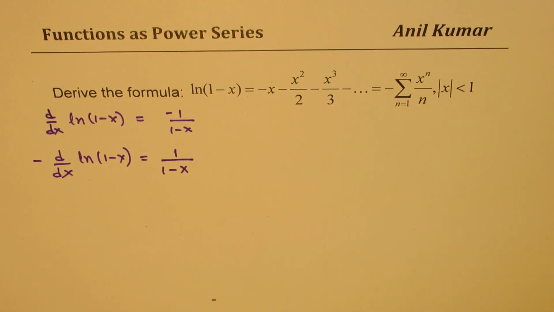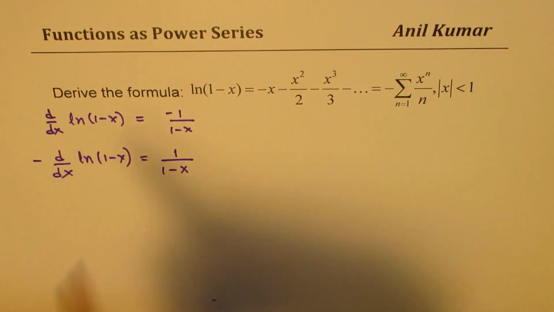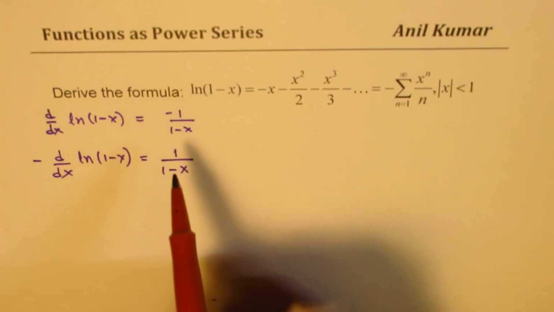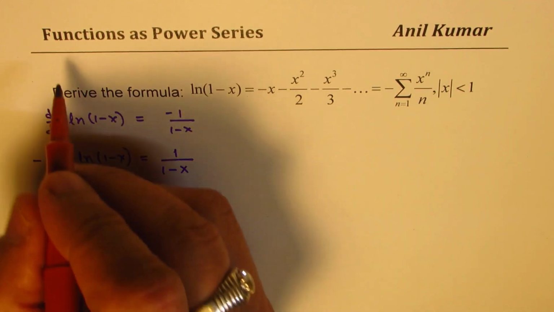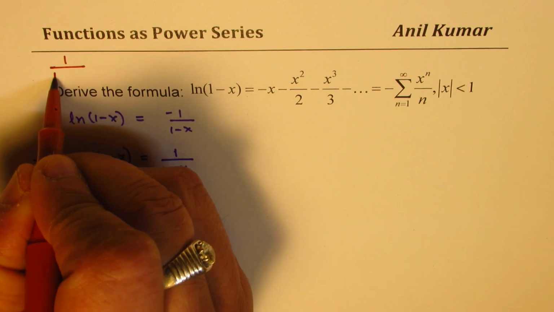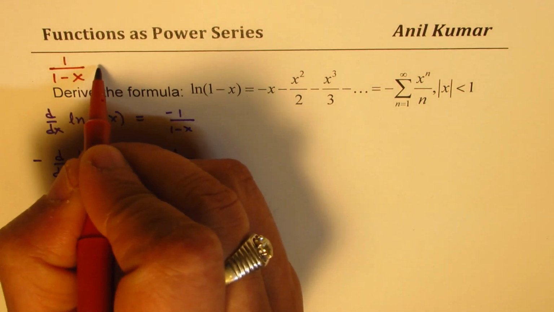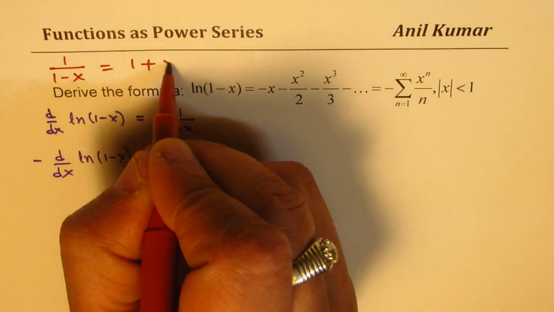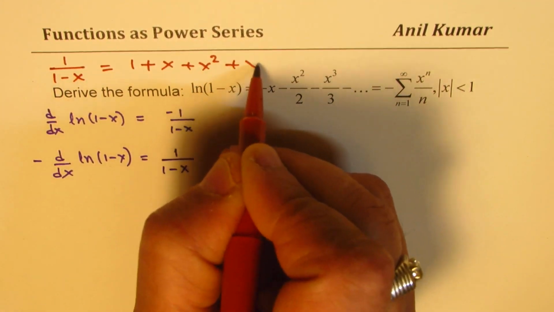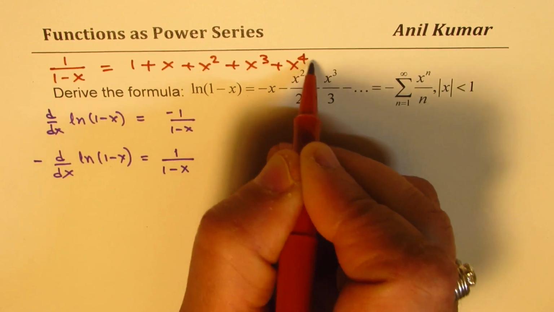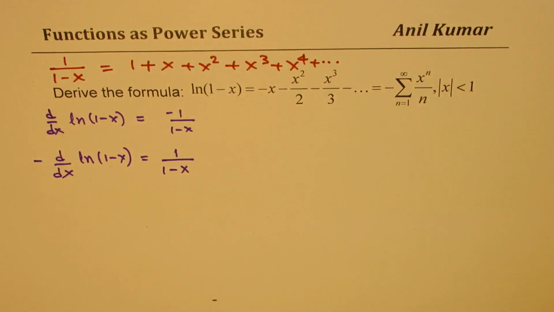Mainly because we have just derived the formula for writing 1 over 1 minus x as a power series, right? So here is a reference which I am providing you, and we have just learned that 1 over 1 minus x could be written as a simple power series, 1 plus x plus x squared plus x cubed plus x to the power of 4 plus so on, right? So that is what we learned.